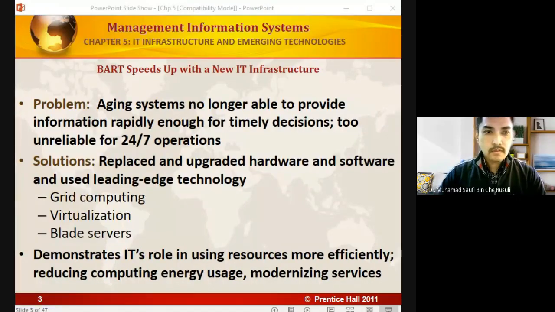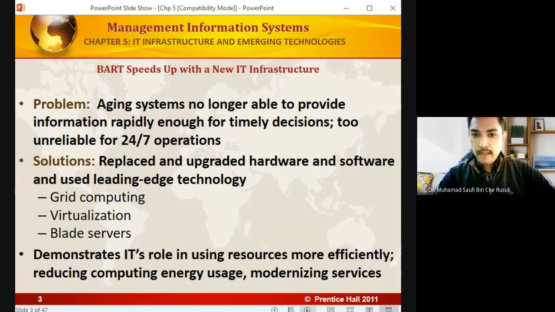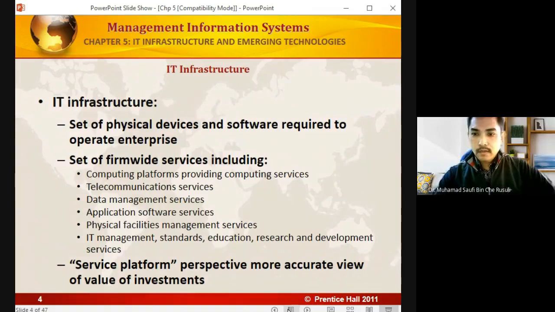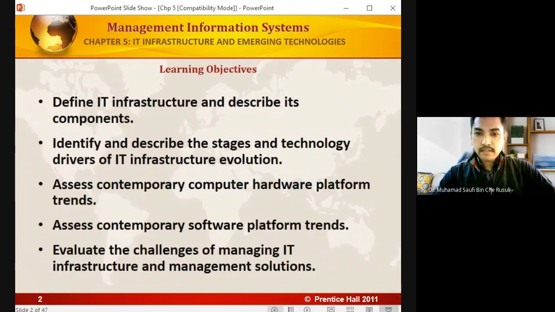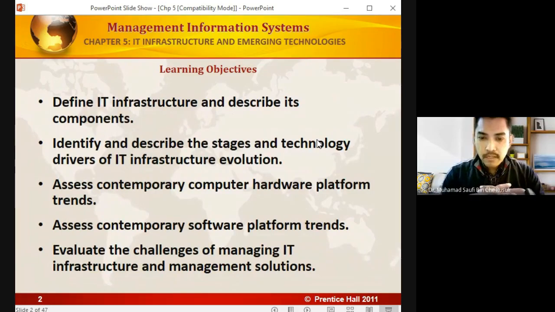Okay, we continue our journey. We want to discuss the challenges of managing IT infrastructure and management solutions. Like just now, when we talked about smart city, service infrastructure, and facility infrastructure like the bullet train, and so on and so forth.